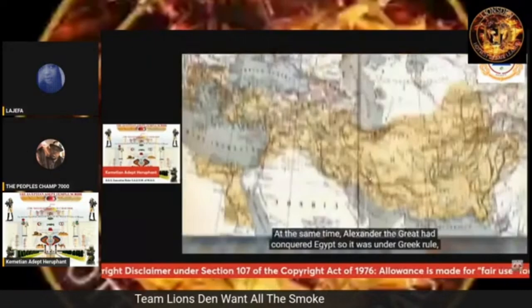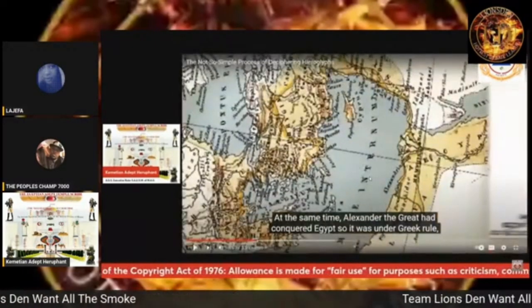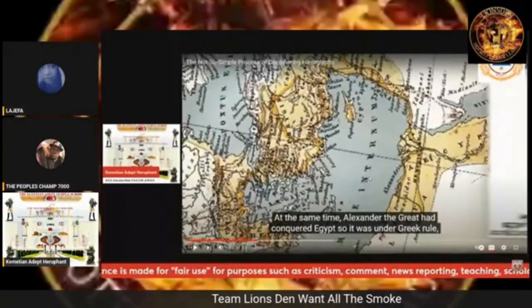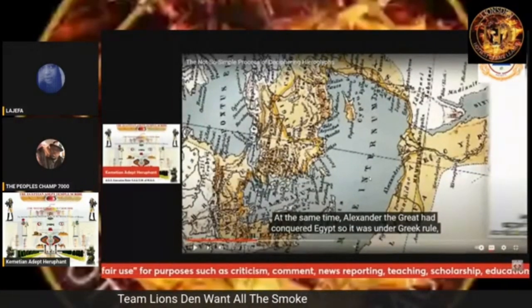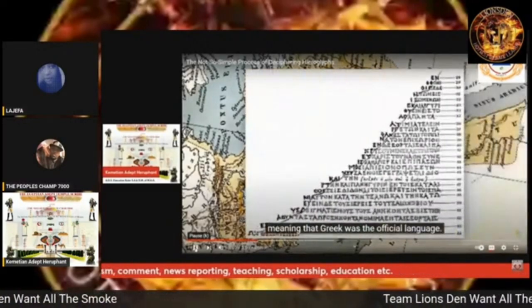At the same time, Alexander the Great had conquered Egypt, so it was under Greek rule. That's a good point right there. Most of the people in the population couldn't even understand hieroglyphs. So how are you going to come along later and act like you deciphered it? Meaning that Greek was the official language.